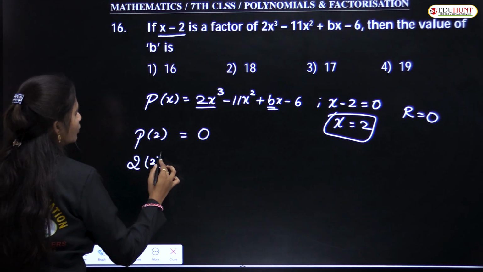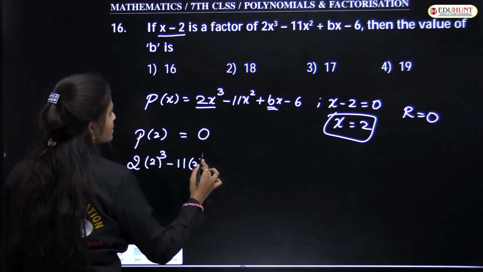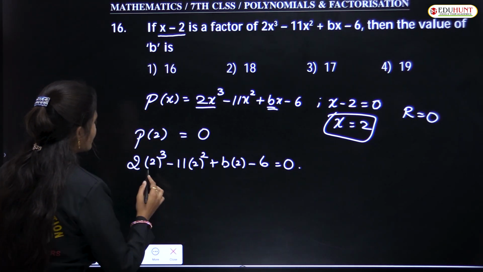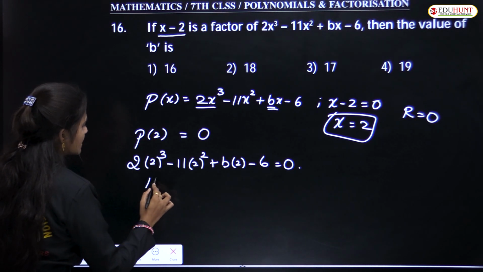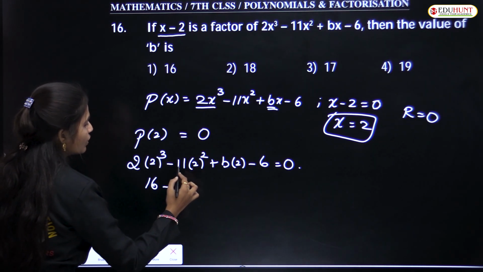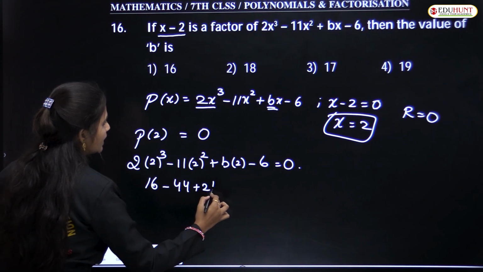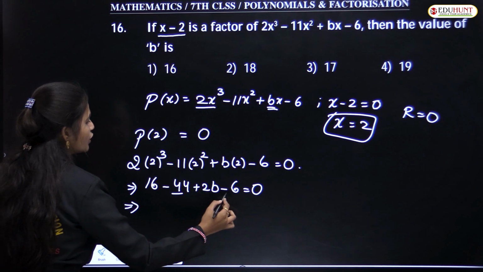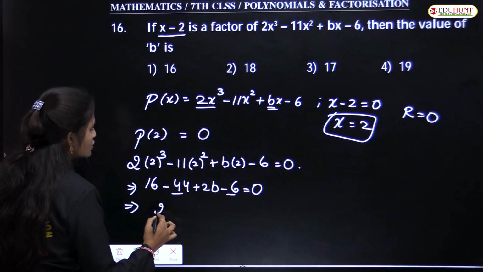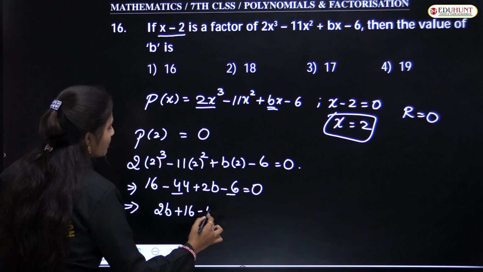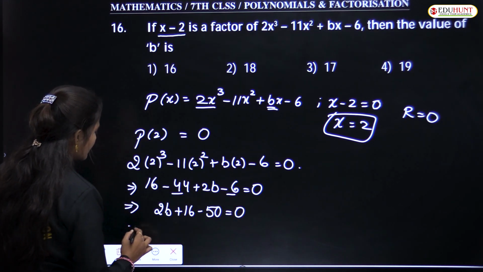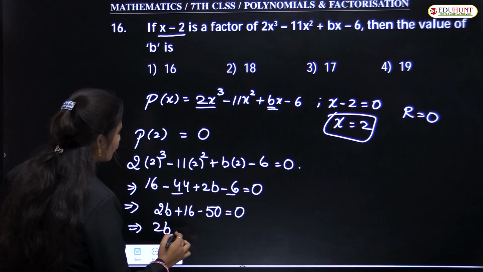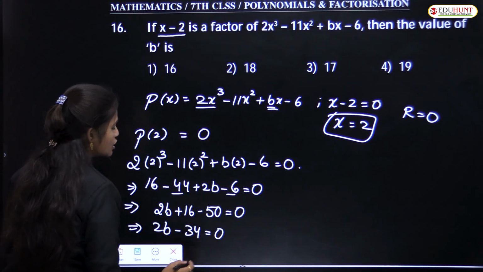So p of 2 is 2 into 2 whole cube minus 11 into 2 square plus b into 2 minus 6, which equals 0. So 2 cube means 8, 8 twos are 16, minus 2 twos are 4, 4 elevens are 44, plus 2b minus 6 equals 0. From this, minus 44 minus 6 is minus 50. So 2b plus 16 minus 50 equals 2b minus 34, which equals 0.